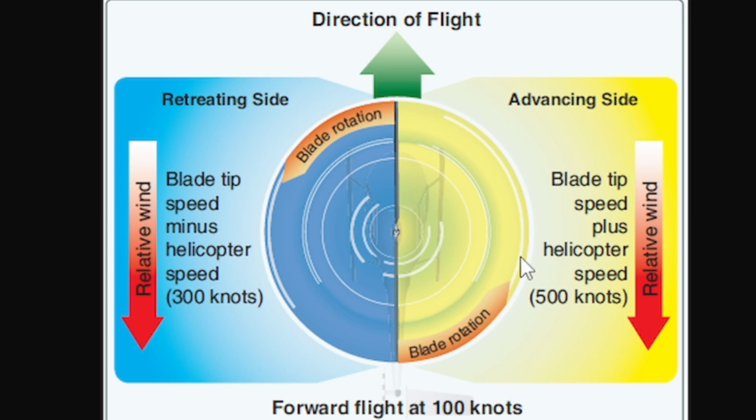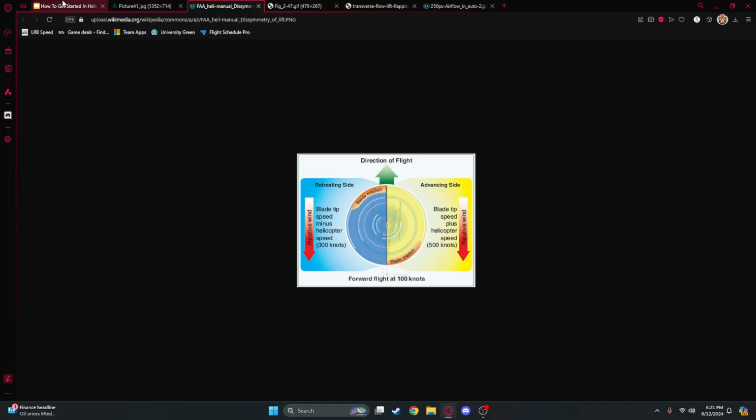So forward flight at 100 knots, and if the blades are spinning at 400, then they're actually going 500. This difference gets a lot greater as you increase forward airspeed. So it's something that's very important to be cognizant of, be aware of.